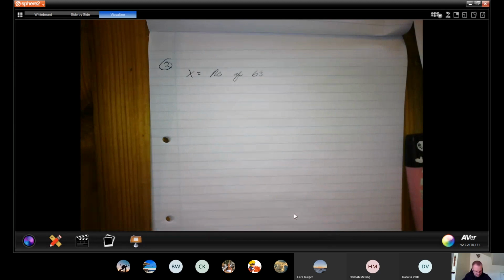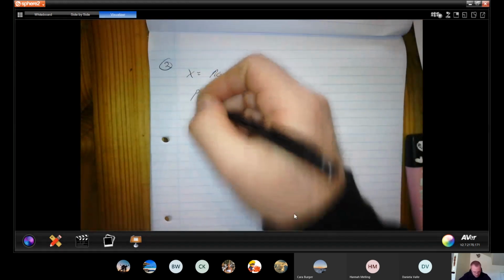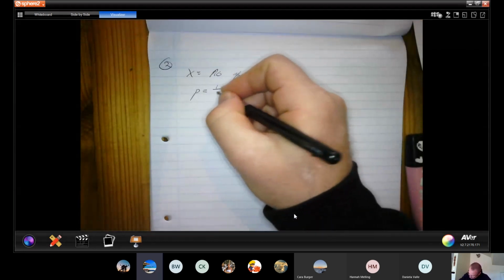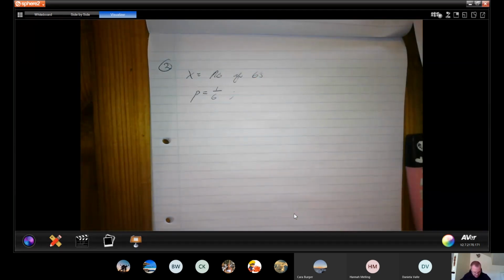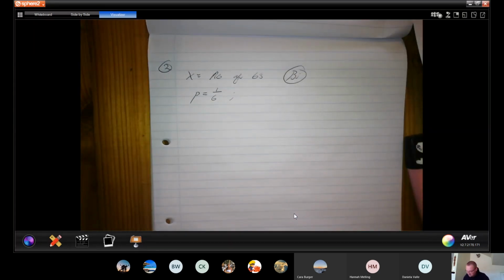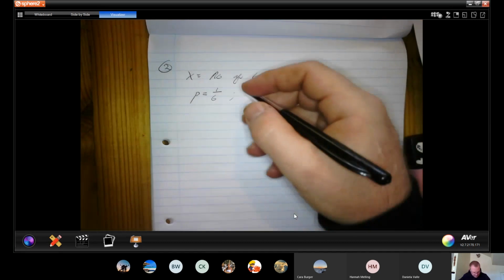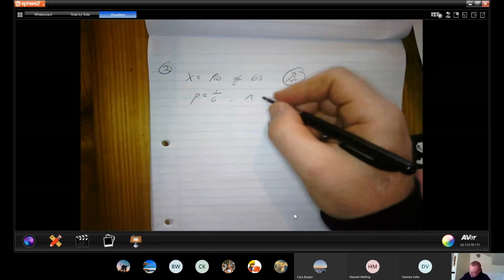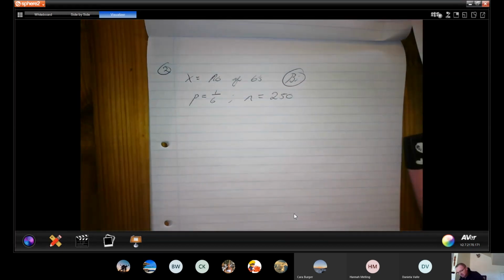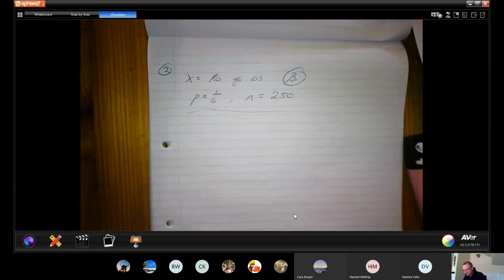What's the probability of getting a 6, Mara? 1/6. It's a binomial distribution because the trials are independent, mutually exclusive, etc. P is 1/6, and N is how many times the event happens. What's N going to be? 250. Okay, there we go. So that's the scenario we've got. We're throwing a die 250 times. P is equal to 1/6. N is equal to 250.